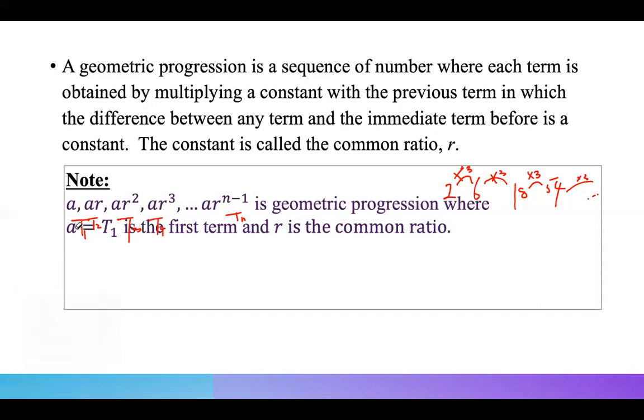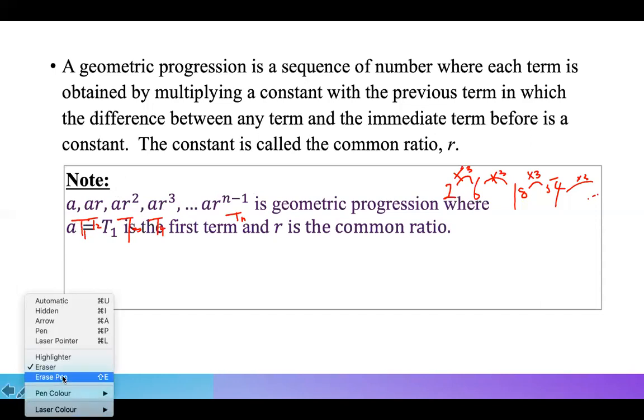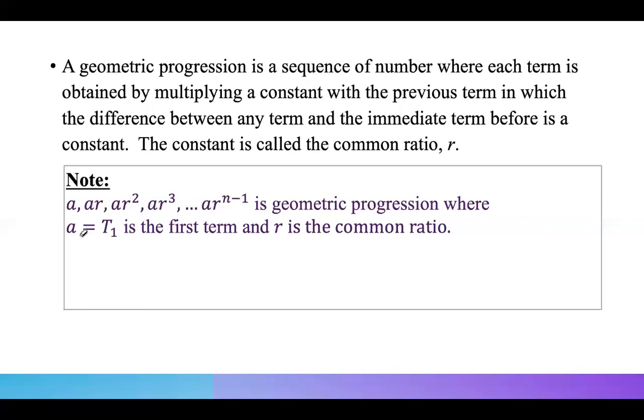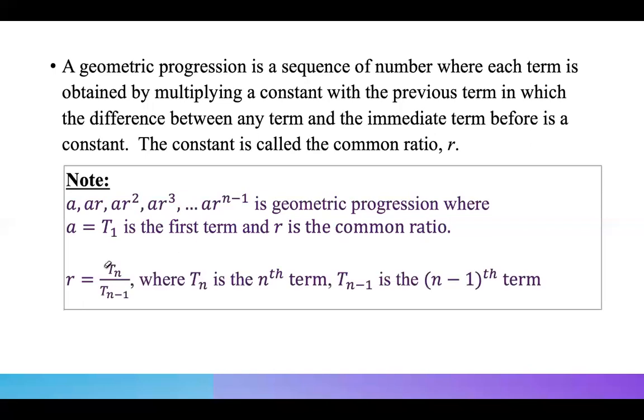So let me erase this. Okay, so A is T1, the first term, and R is the common ratio. To find R, usually we take the second term divided by the first term, easy to remember, or the third term divided by the second term, right? Or R is Tn over Tn minus 1, where Tn is the nth term and Tn minus 1 is the (n minus 1)th term.